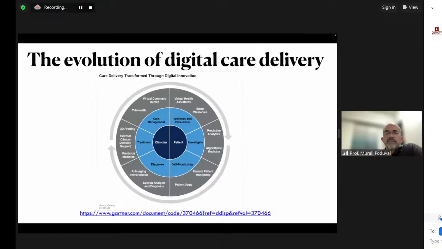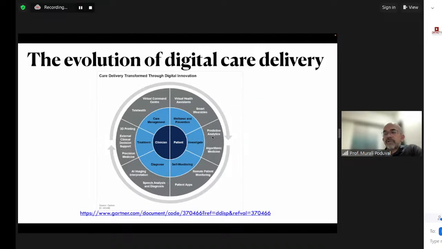Take a look at this figure from Gartner, where you're seeing this entire spectrum of digital care delivery, as you may want to call it, right from care management, wellness, investigation, there is diagnostics, self-monitoring, some diagnostics and treatment. So you can see that at every aspect of this, here you see algorithmic medicine, here you see AI-based imaging interpretation, you see precision medicine here, you see telehealth here, virtual health assistance here, predictive analytics here. So AI is sort of powering the new revolution in healthcare.